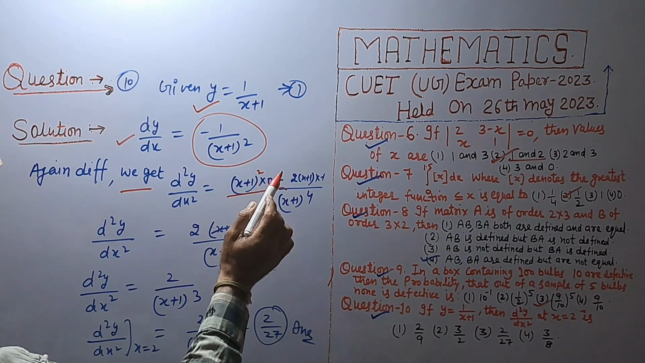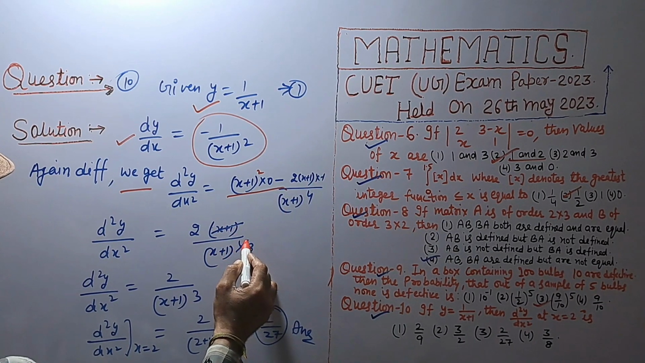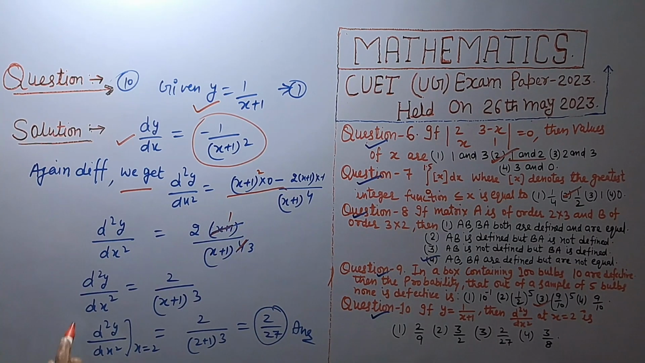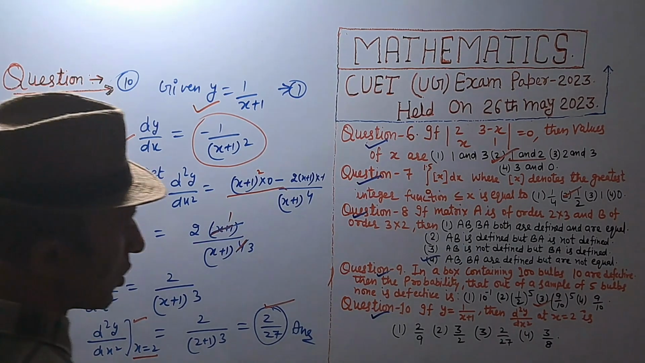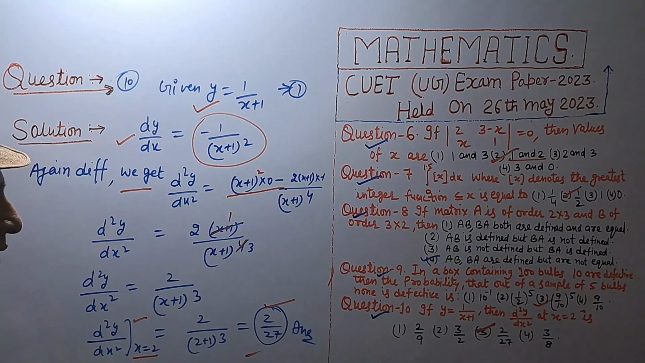Double derivative equal to, this is 0 and minus minus, that will be plus 2 into x plus 1 upon x plus 1 raised to power 4. One power cancels, and we get denominator x plus 1 raised to power 3. Double derivative 2 upon x plus 1 raised to power 3 at point x is equal to 2. x is equal to 2, 2 plus 1 is 3, 3 raised to power 3, 3 3s are 9, 9 3s are 27. We get 2 upon 27. Answer, that is option third. Third option is correct answer.